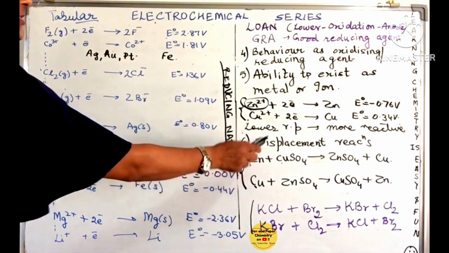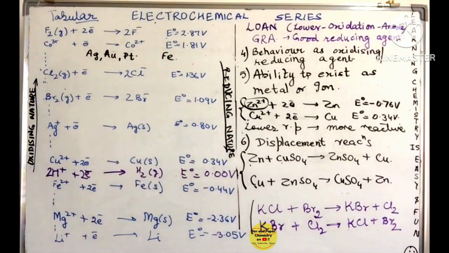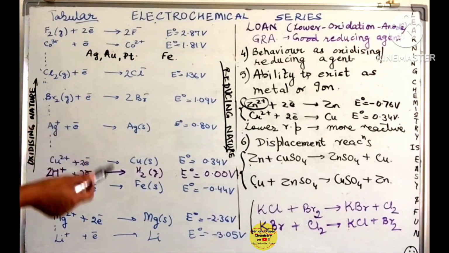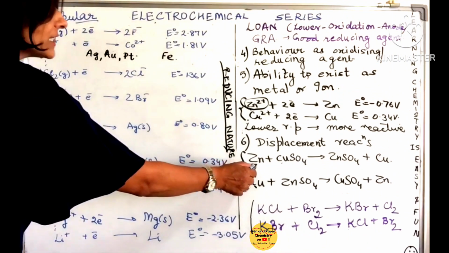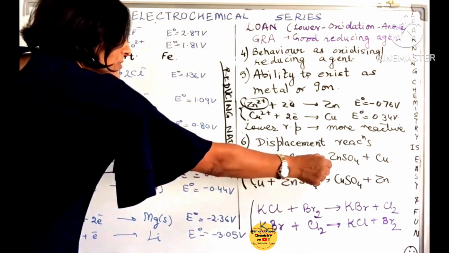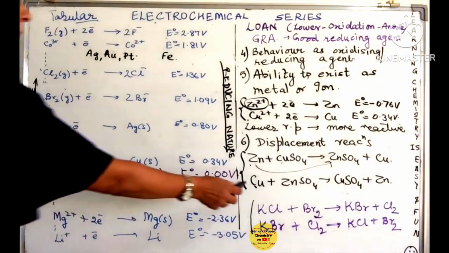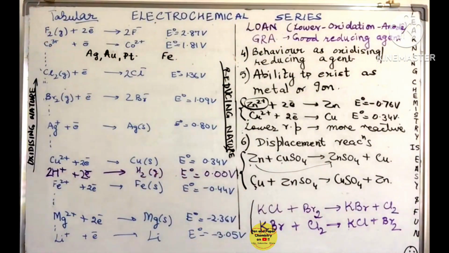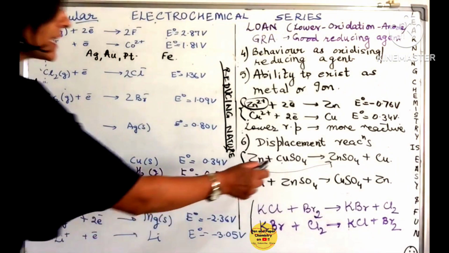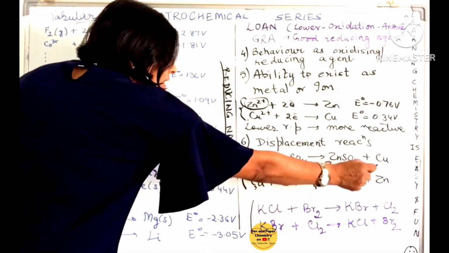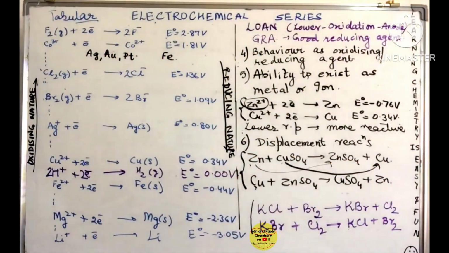Zinc has got a lower reduction potential. That means less tendency to get reduced. It has got a higher oxidation potential. It has got more tendency to get oxidized. It has more tendency to lose electrons and turn into an ion. Whereas copper has got a lower oxidation potential, it has got a higher reduction potential, it has more tendency to turn into a metal rather than remain as an ion.